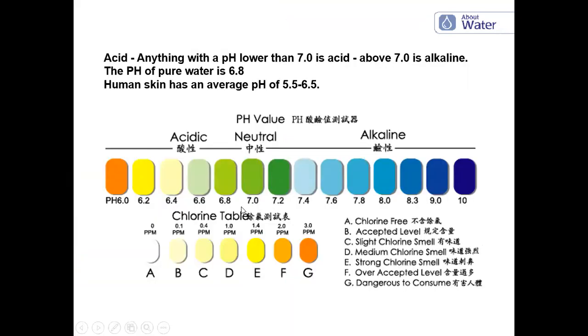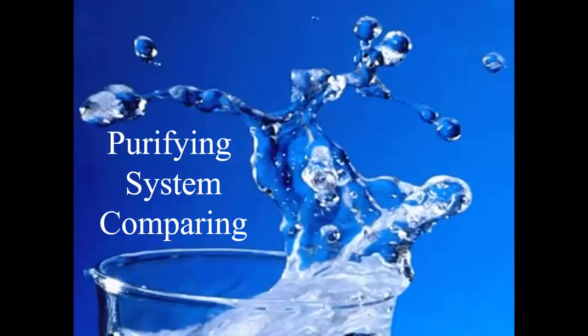So we see, if the pH is lower than 7 it is acid, above is alkaline. So the pH of pure water is 6.8. Human skin average is 5.5 to 6.5. Okay, this is the average of skin acidity. Okay, purifying system comparing.